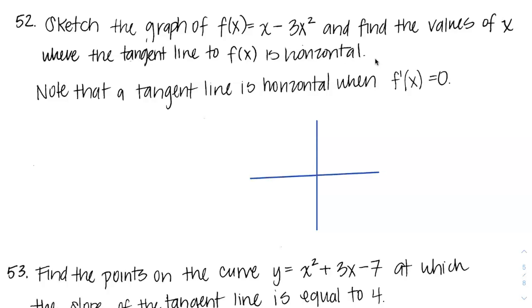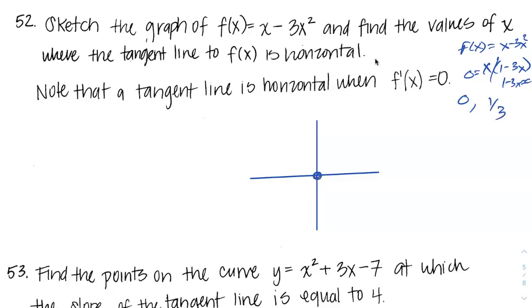Now generally we want to find the x-intercepts. So let's say we have f of x equals x minus 3x squared. I'm going to factor out an x, so I get x times (1 minus 3x). So my x-intercepts are at x equals 0 and x equals 1/3.